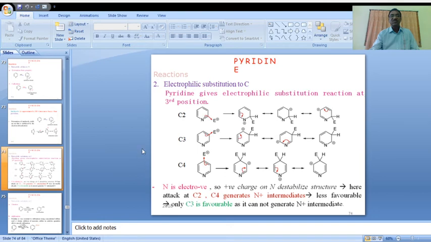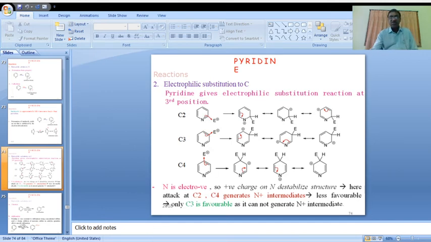structures. In the same manner, attack of electrophile on C2 position here also gives only two stable structures, this one and this one. Unstable intermediates we are getting from attack of electrophile on C2 and C4, generating nitrogen positive containing intermediates. It is less favorable.